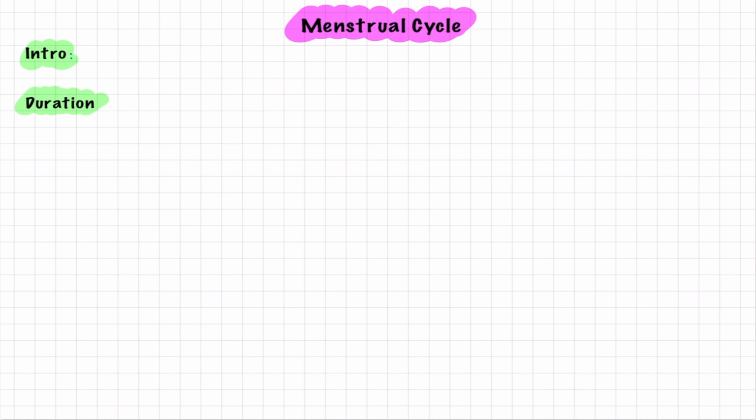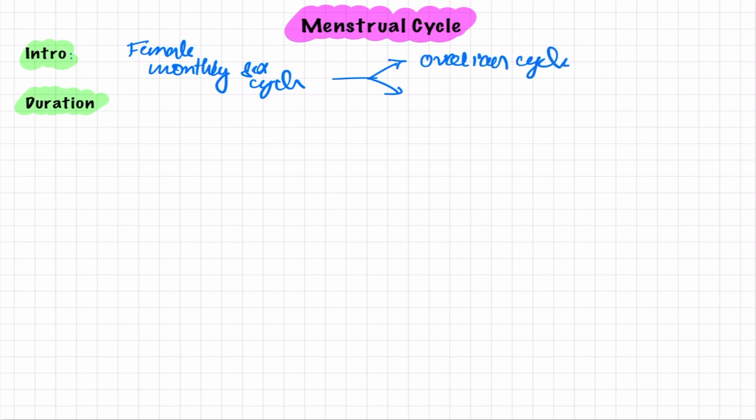My dear friends, we all know that there are some rhythmic monthly cycles that are occurring in the female reproductive system, to be specific in the ovary and the endometrium of the female, and these are all categorized under one common heading, that is the female monthly sexual cycles. And when we deal specifically with the ovary, we name it as ovarian cycle, and when we deal with the uterine endometrium, we call it as uterine cycle or endometrial cycle.